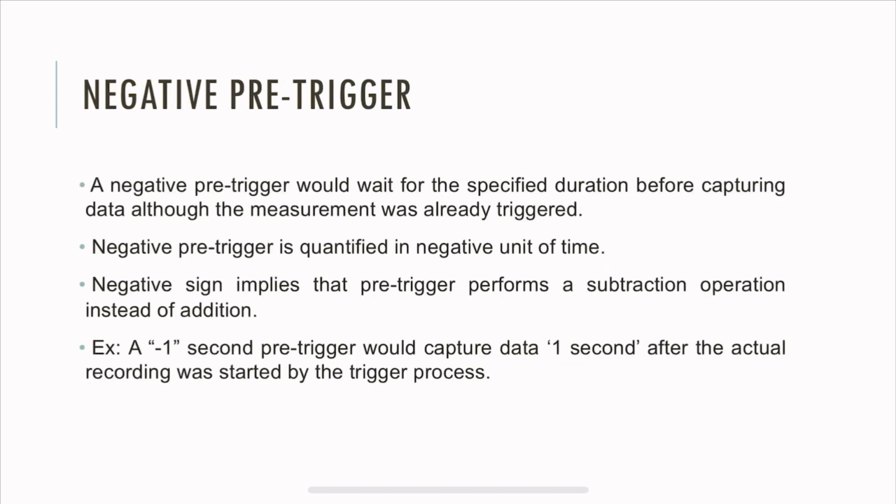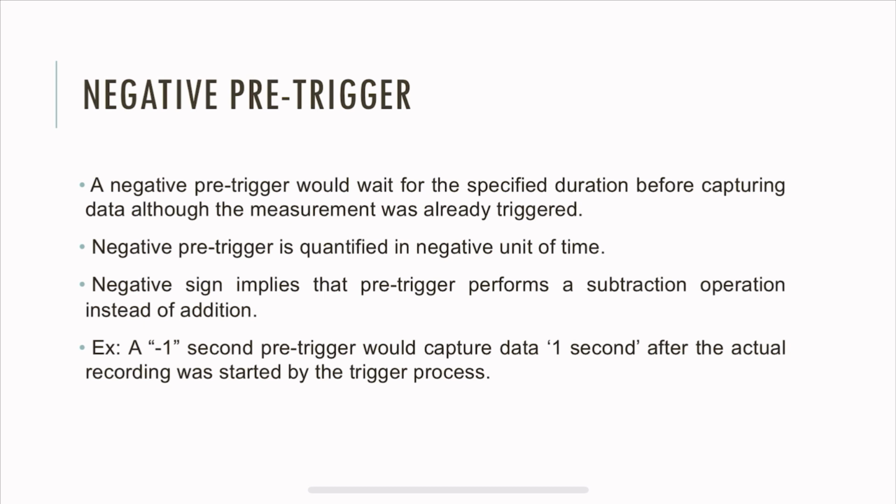Now, there is something called a negative pre-trigger. A negative pre-trigger, as the name suggests, is negative. It would wait for the specified duration before capturing data, although the measurement is already triggered. Negative pre-trigger is quantified in negative units of time. So a negative sign implies that the pre-trigger performs a subtraction operation instead of an addition operation. A regular pre-trigger, quantified in positive units of time, is going to add up to the total measurement.